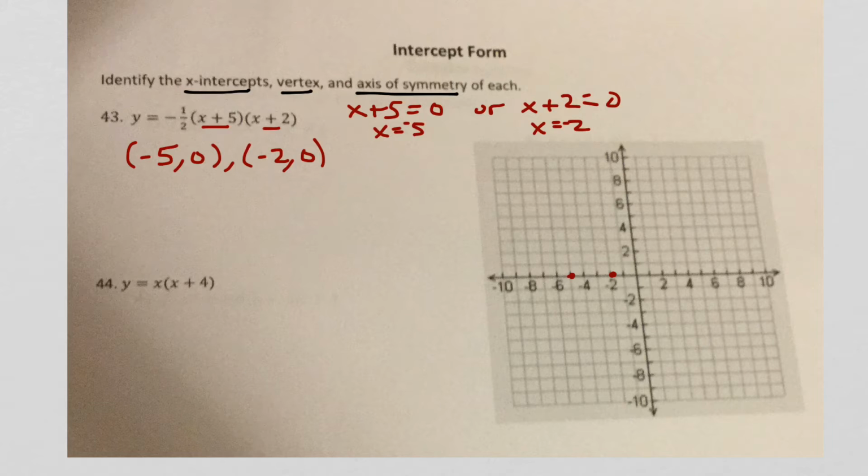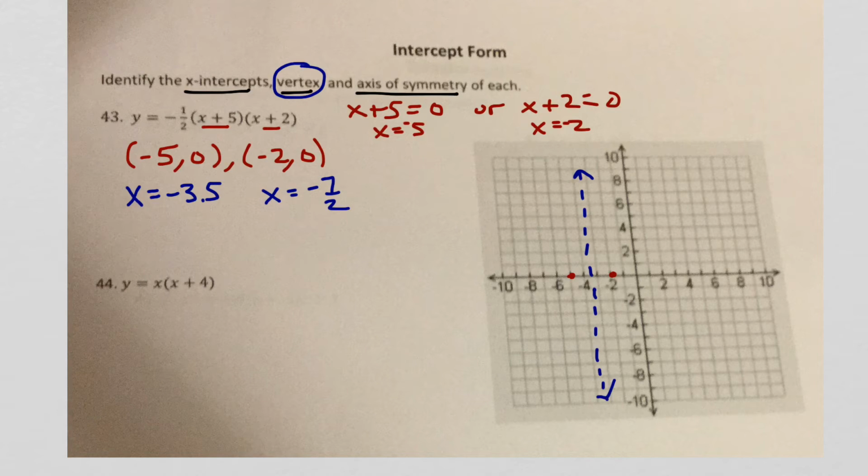Now, the next thing we need to worry about is the vertex. Let's go to the axis of symmetry first because that'll help us figure it out. So the axis of symmetry is down the middle. So I'm going to draw that dashed line right down the middle of my intercepts. If you notice, that goes about halfway in between. So I'm going to say that that's at about negative 3.5. So my axis of symmetry equals negative 3.5, or I could say x equals negative 7 halves. So we can write it as a fraction or as a decimal, and that's my axis of symmetry.